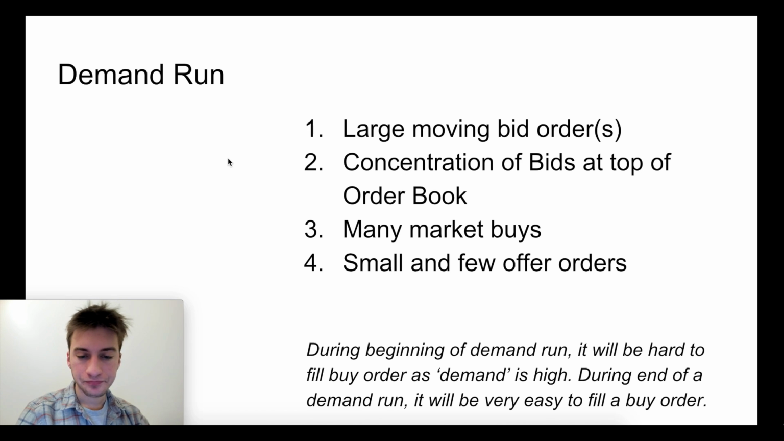Here's what you did. You limit bought at the top, at the end of the demand run. So as demand was waning, you provided the very last bit of demand to a market seller who was happy to sell at a much higher rate. So during the end of a demand run, it's going to be pretty easy to get your buy order filled.